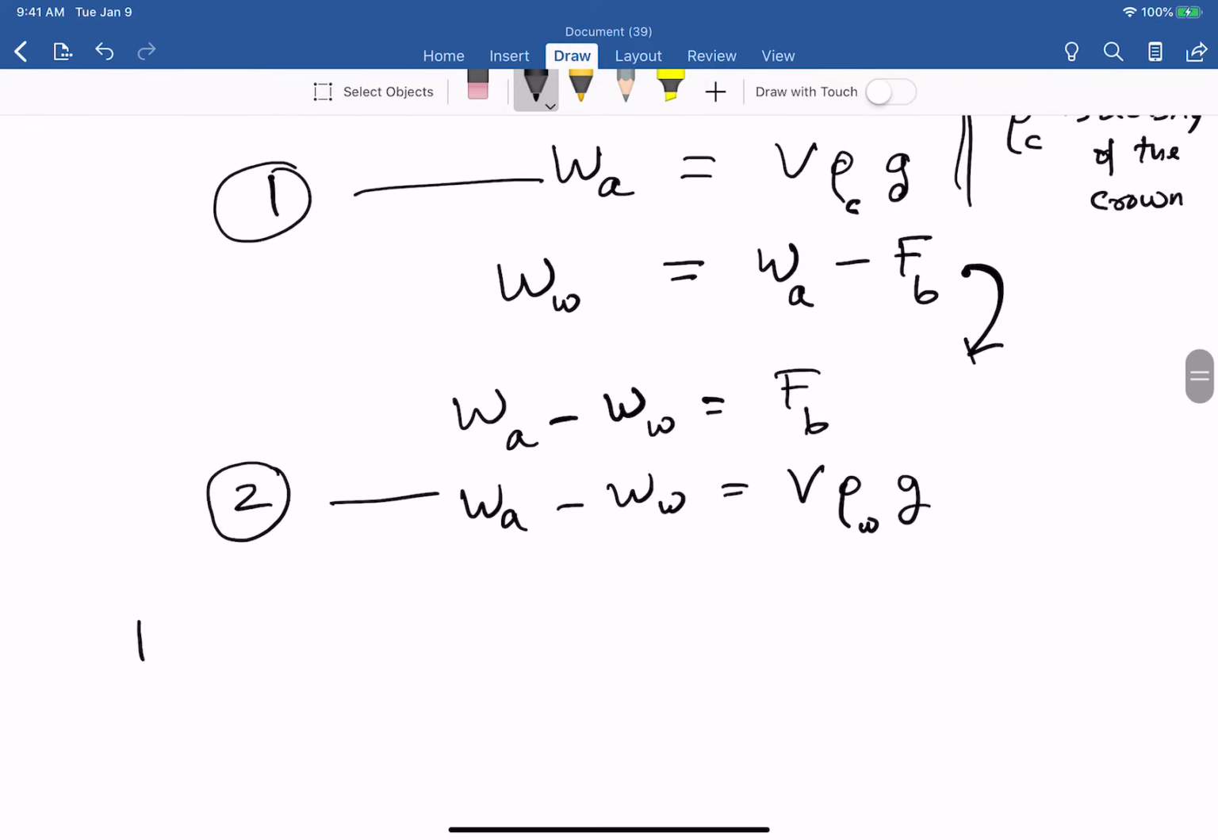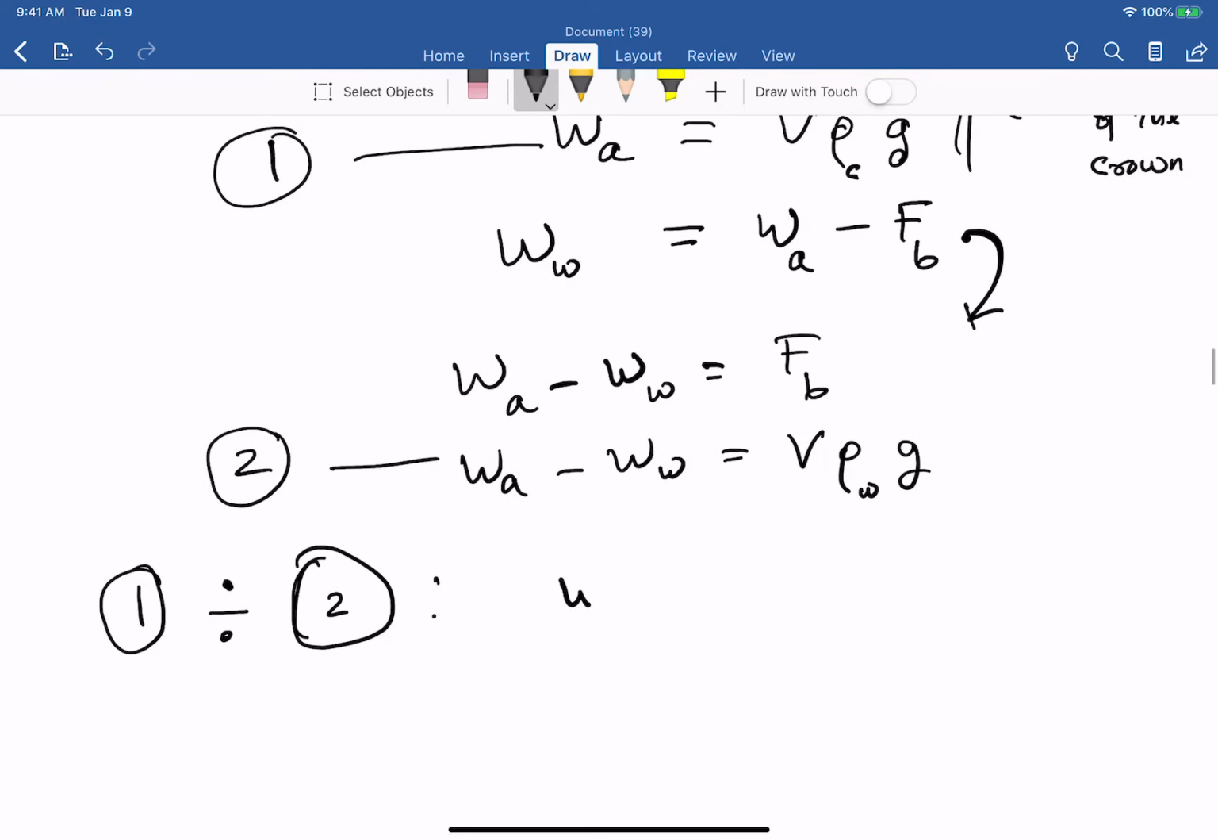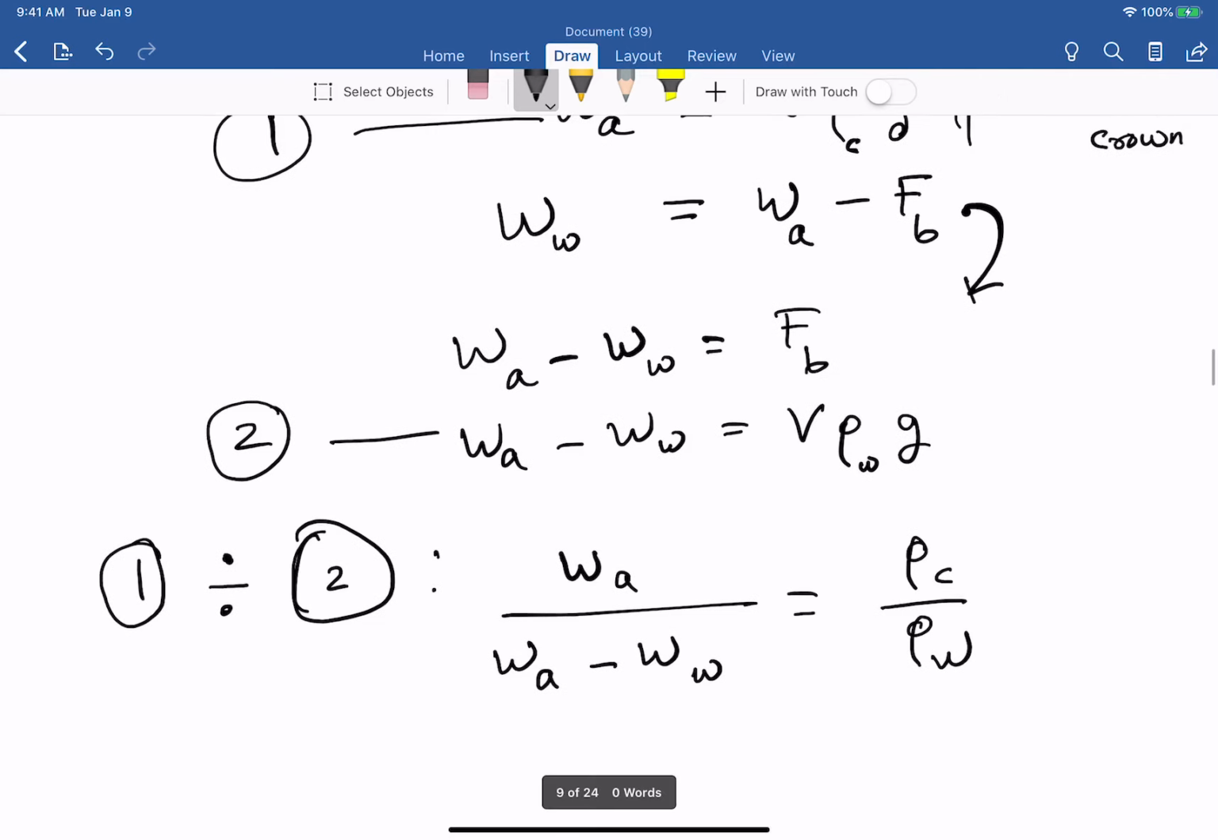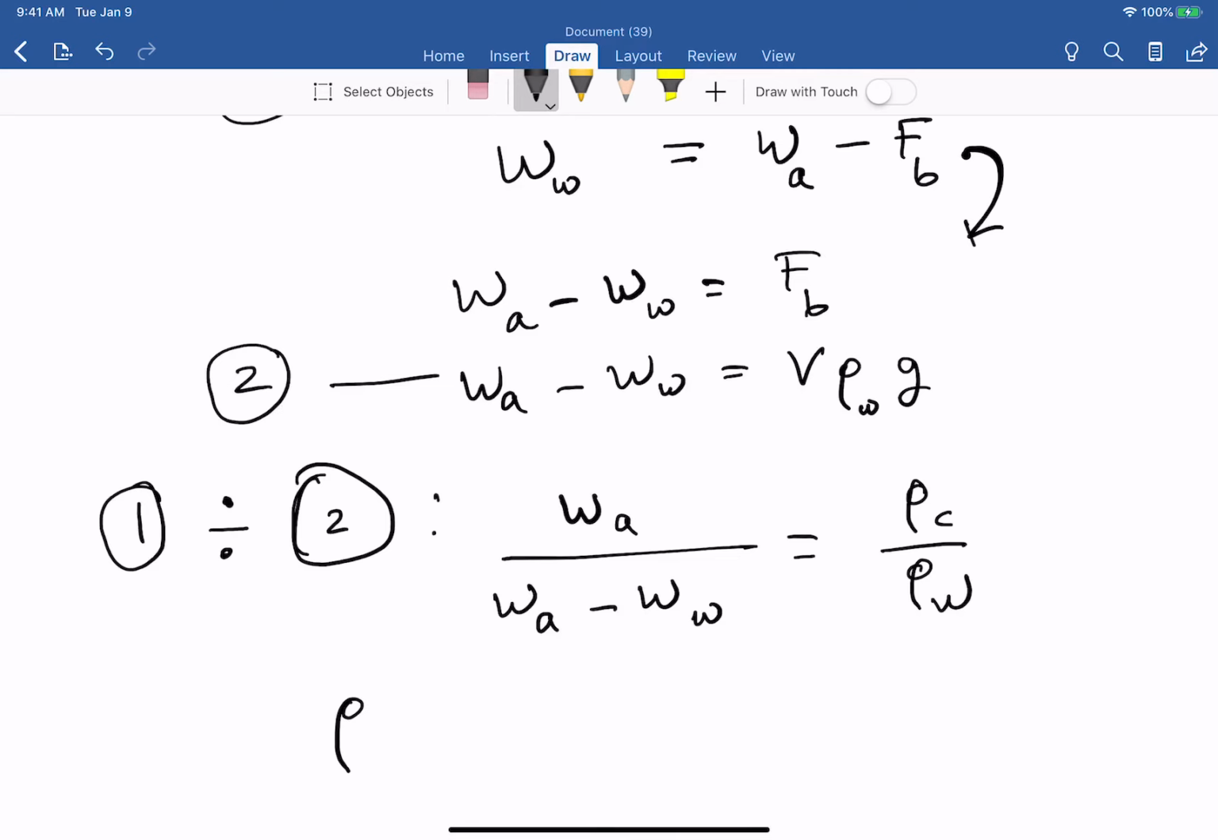Now let's divide equation number 1 by equation number 2. We'll divide the left sides, we'll divide the right sides. What does that give us? Weight of the crown in air divided by weight of the crown in air minus weight of the crown in water. If you divide the two right sides, the V and the G cancel out and you get rho of the crown, which is what you were after, divided by rho of water, which was very well known at the time of Archimedes. People did know the density of water. And so magically almost you have found the density of the crown in terms of very easily measurable quantities.